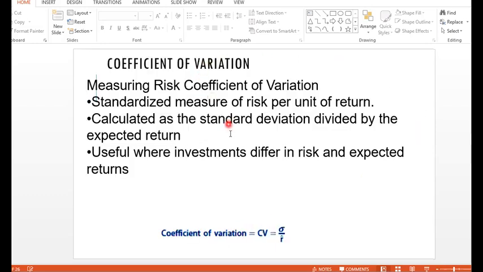And what is the coefficient of variation? It is the standardized measure of risk per unit of return, calculated as the standard deviation divided by the expected return. The calculation of the coefficient of variation is useful where investments differ in risk and expected return.